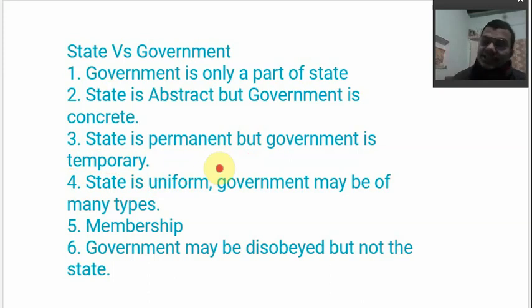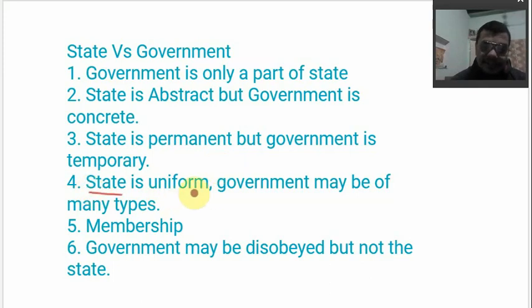So the governments can change. Government is temporary, but state is permanent. India was there back then too, and India is here today too, and India will be here tomorrow too. Trump was president for 4 years. Before that, 8 years was Obama, and now there will be Joe Biden. But what is permanent? America is permanent because America is a state. State is permanent, government is temporary, government can change.